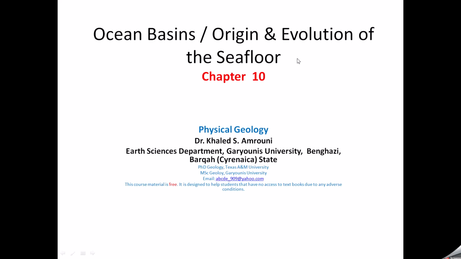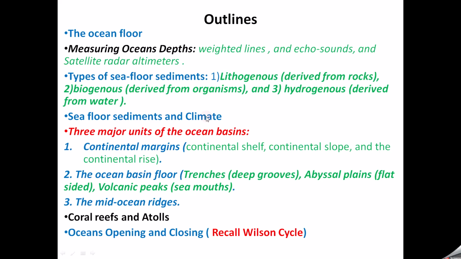Ocean basin, origin and evolution of the seafloor, chapter 10. The ocean floor, measuring: first thing, how to measure the depth of the ocean. Weighted lines, old method. Echo sounders, and then the latest is satellite radar altimeter. Types of seafloor sediments: lithogenous derived from rocks, biogenous derived from organisms, and hydrogenous derived from water. Seafloor sediments and climate, three major units of the ocean basin: continental margin, the ocean basin floor, mid-oceanic ridges.